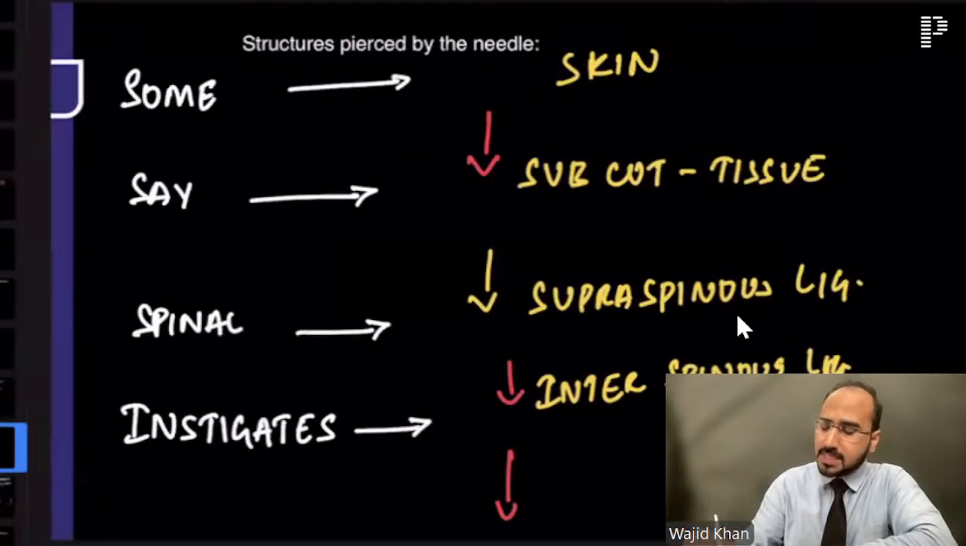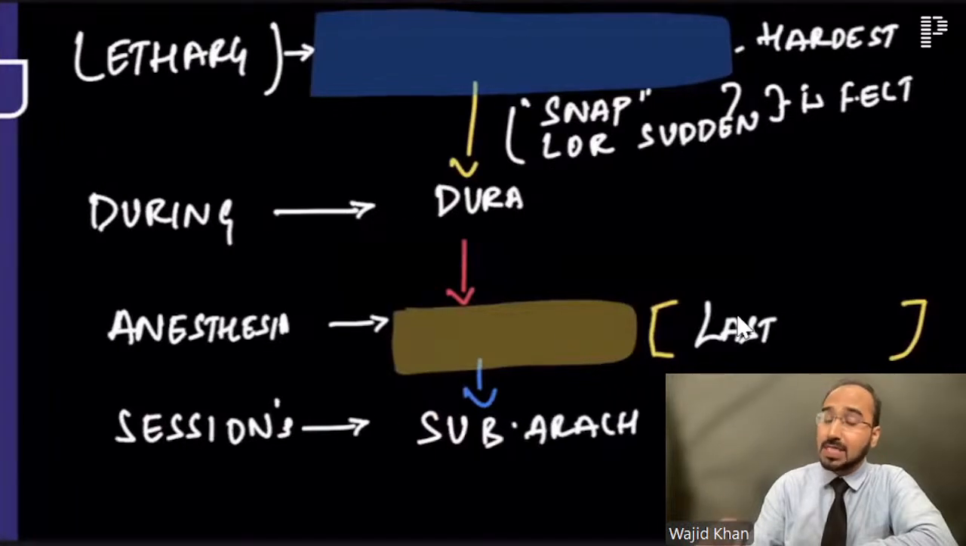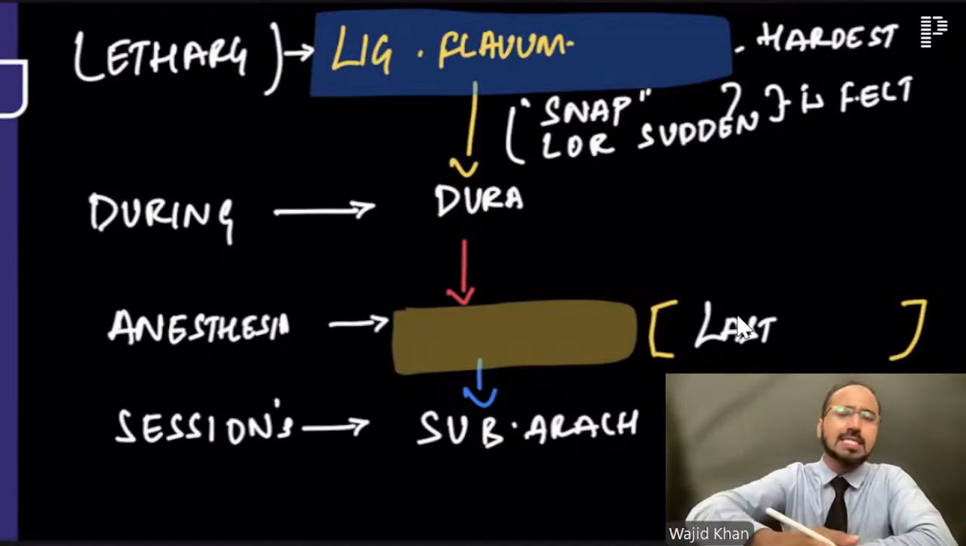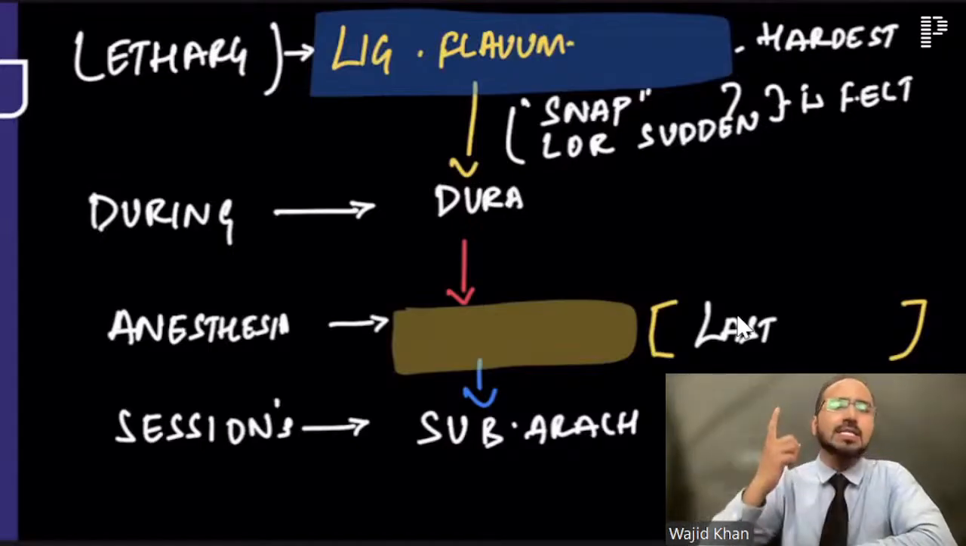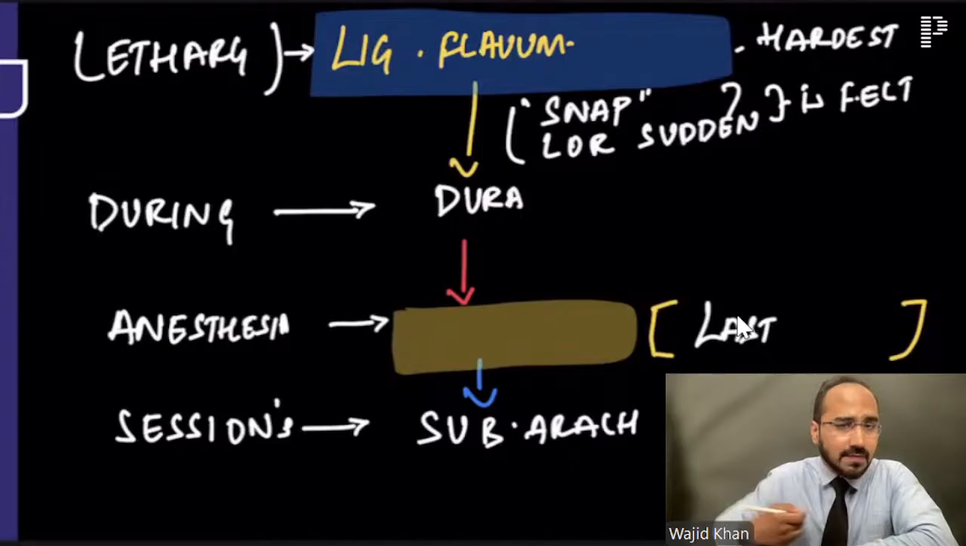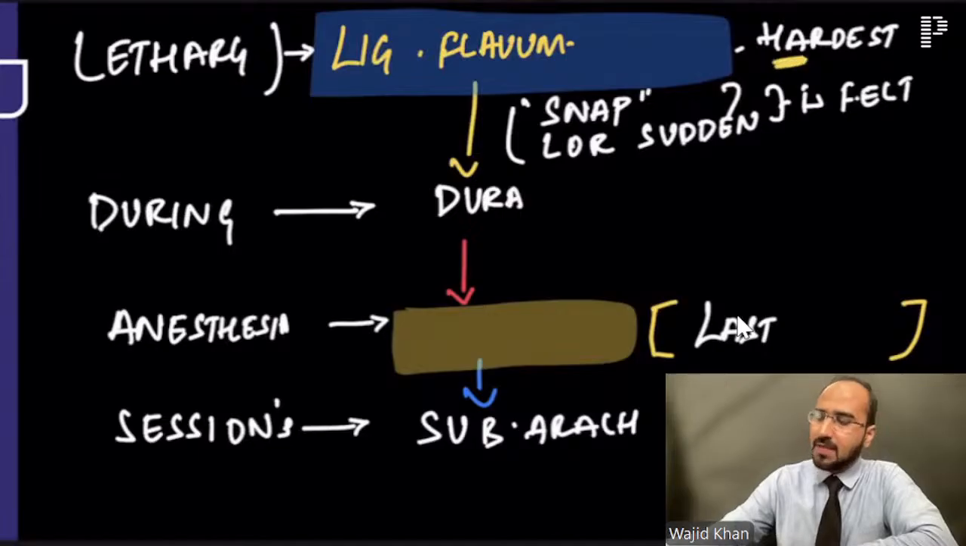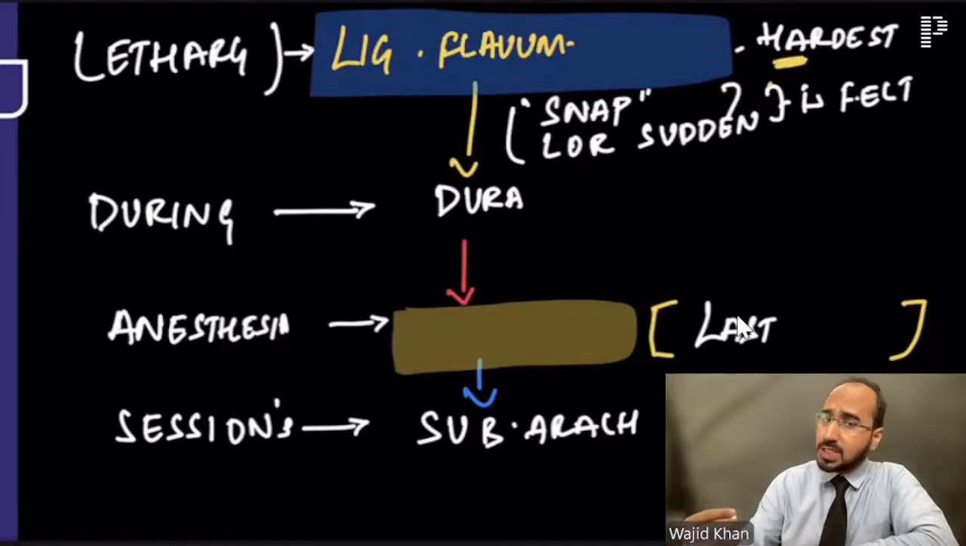Now, this lethargy is very important, guys. Why? Because this layer is very important. What is that? L stands for ligamentum flavum. Ligamentum flavum is the toughest ligament. Once you pierce it, you will appreciate that you have pierced the ligamentum flavum, because it is the toughest ligament. Whenever you pierce it, you will feel a snap or sudden loss of resistance. Very, very important, guys.